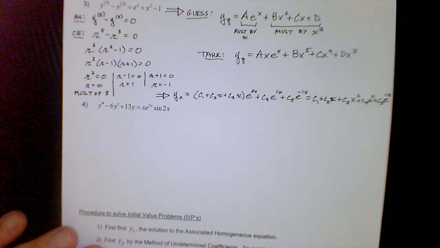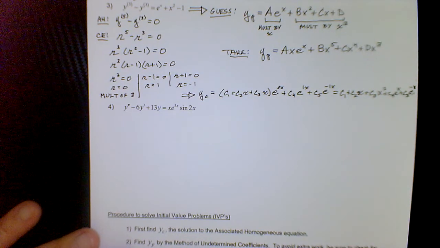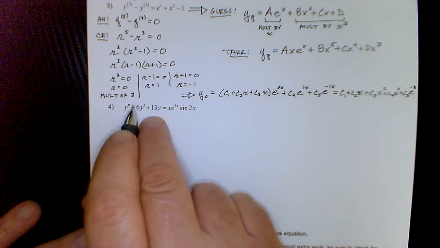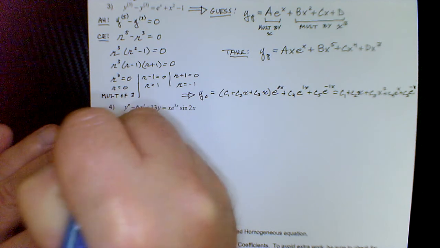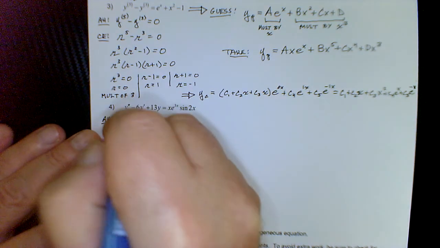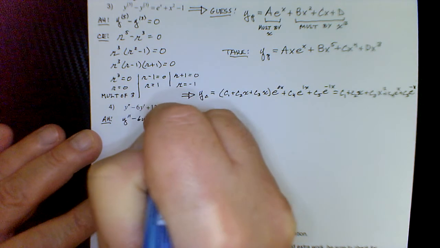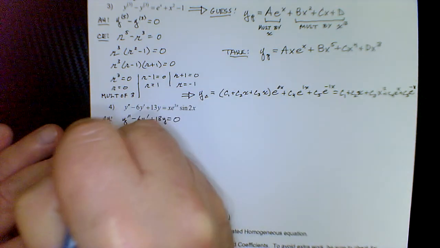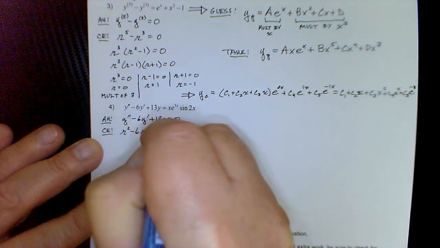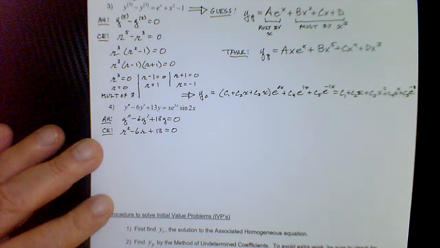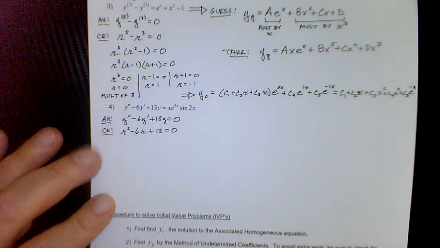Alright, so then for the final example here, we've got y double prime, so the associated homogeneous again, y double prime minus 6y prime plus 13y is 0, characteristic equation, r squared minus 6r plus 13 is 0, and it turns out that this does not factor. We're going to need the quadratic formula.